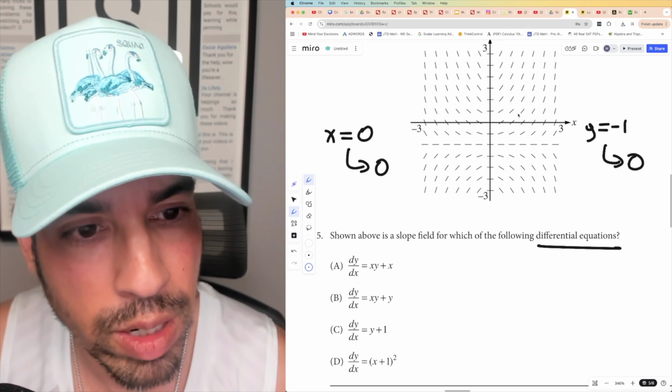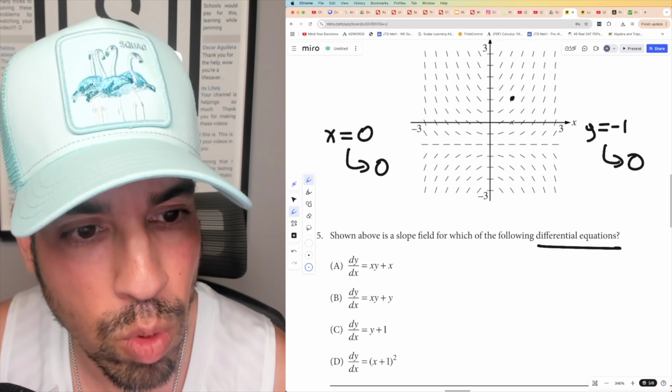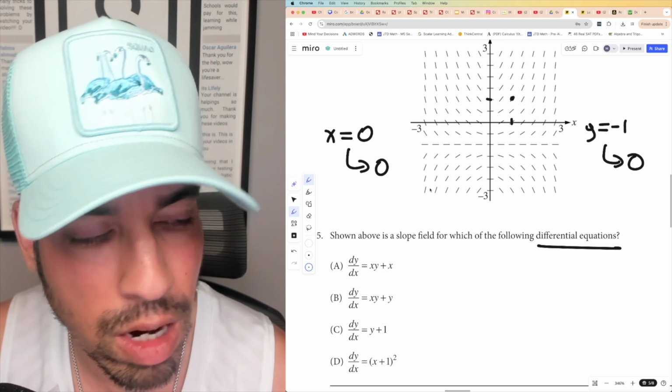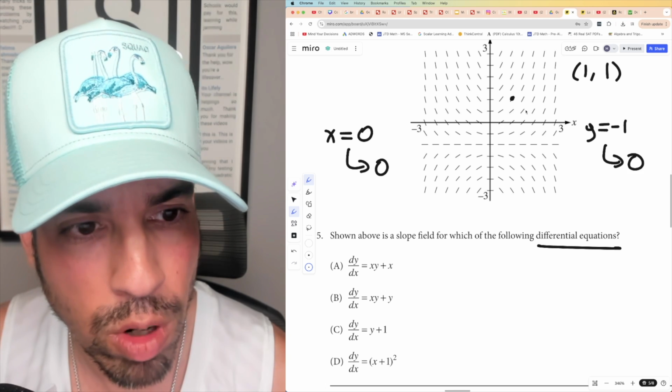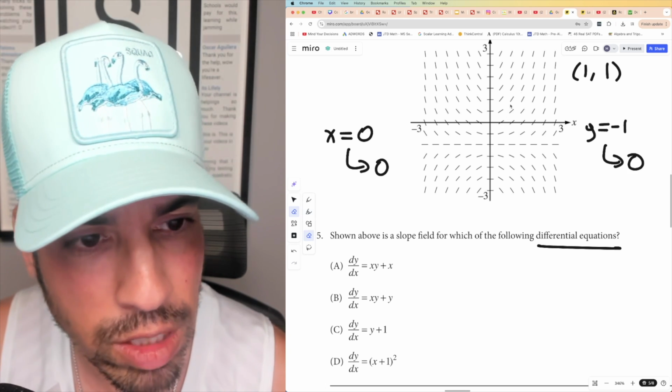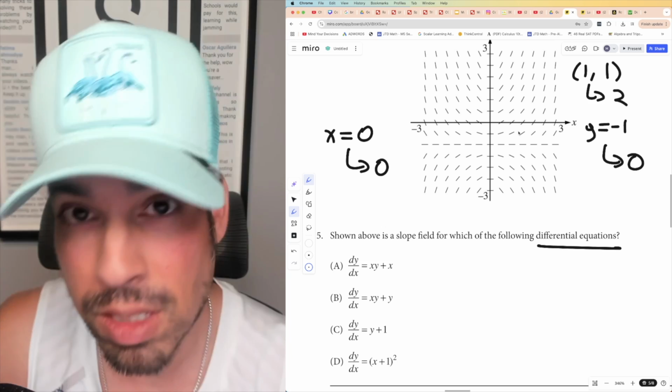And we'll get one other point that's kind of easy to graph. Right here is approximately 1, 1, right? 1 out, 1 up. And at that point, when we have a coordinate of 1, 1, it looks like the slope, I don't know exactly what it is, but it's definitely positive. Maybe it's like 2 or 1.5, something like that. But this gives us a decent idea.